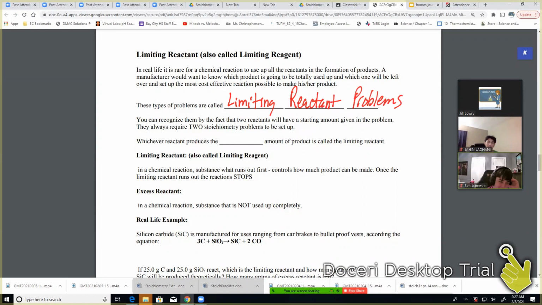You can recognize that it's a limiting reactant problem because you will have a starting amount given in the problem that always requires two stoichiometry problems to be set up. Whichever reactant produces the least amount of product is called the limiting reactant, and that is how much product is produced.